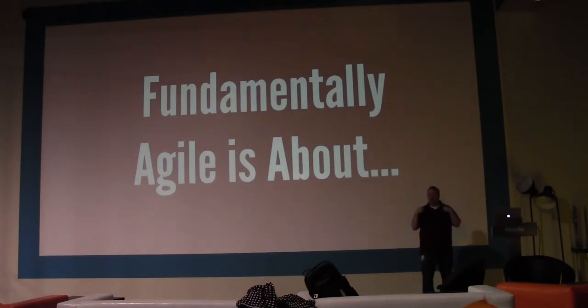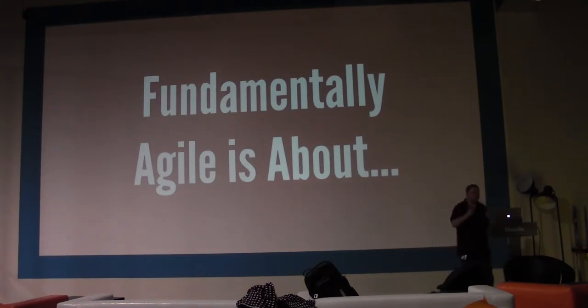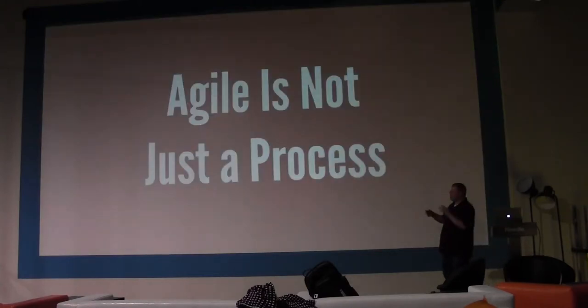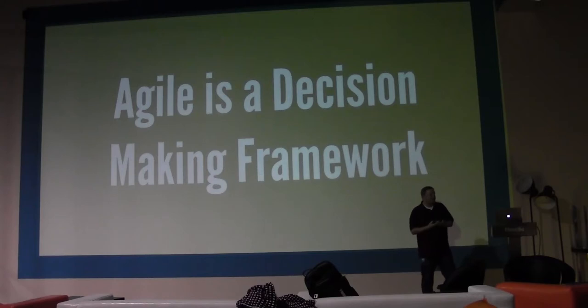So my theory, my hypothesis, what I think we should do is Agile is fundamentally about making better decisions. So Agile is not just this process, but it's the idea of I want to make better decisions with how I use my time, how our team uses our time, what we decide to do or not do, and we use Agile as a framework to wrap around that.